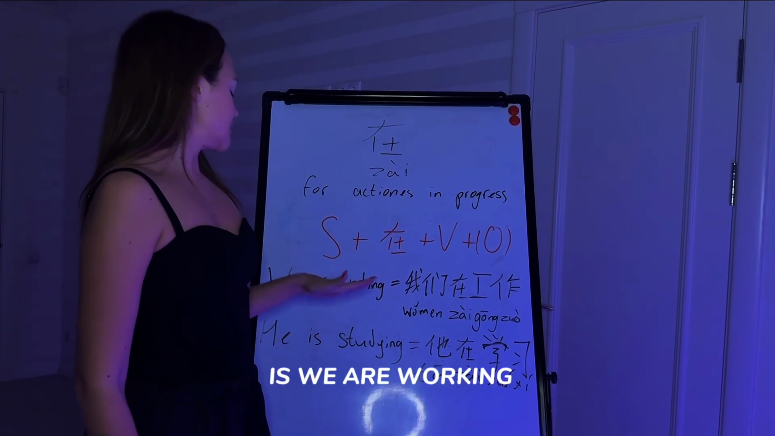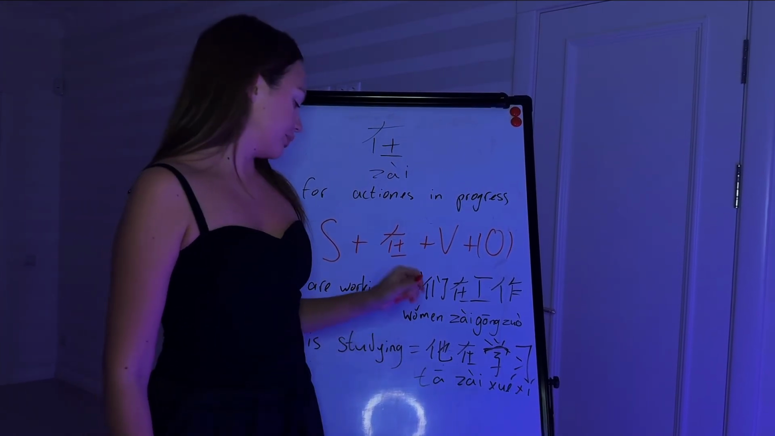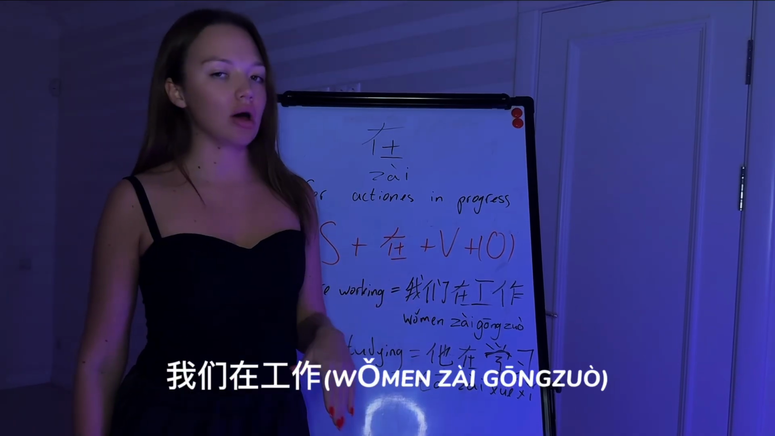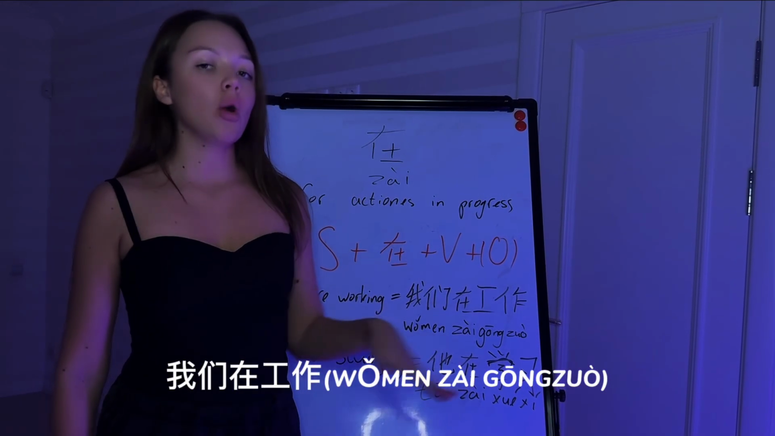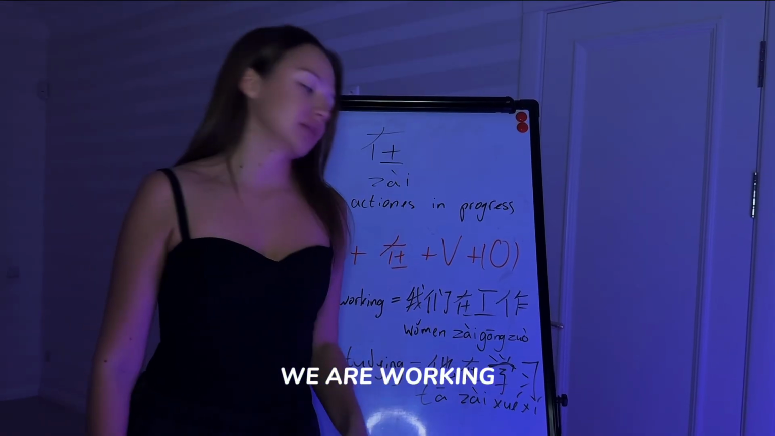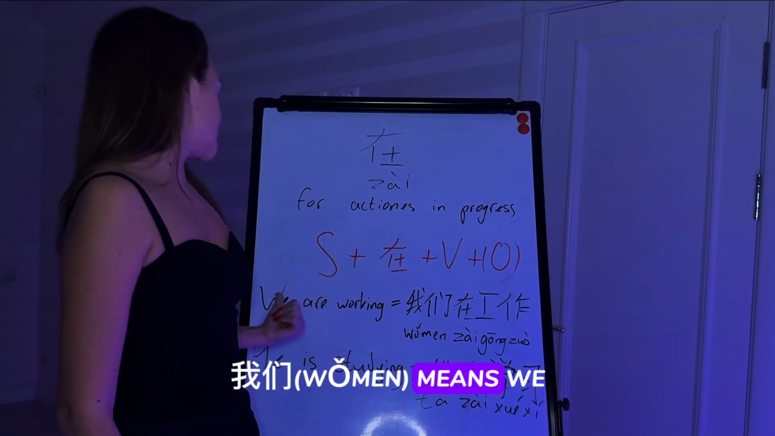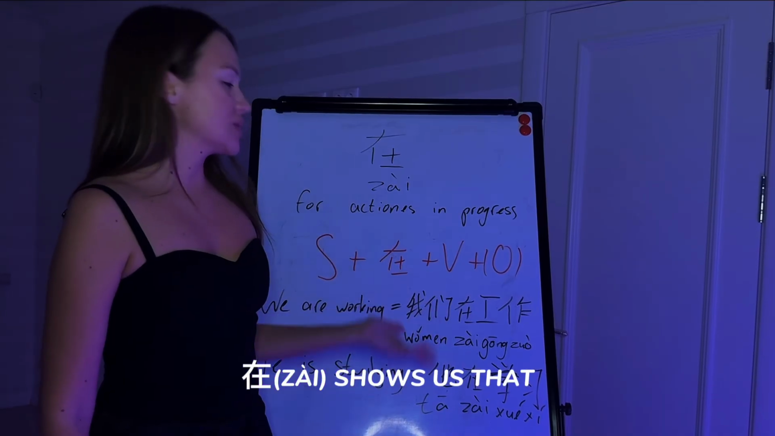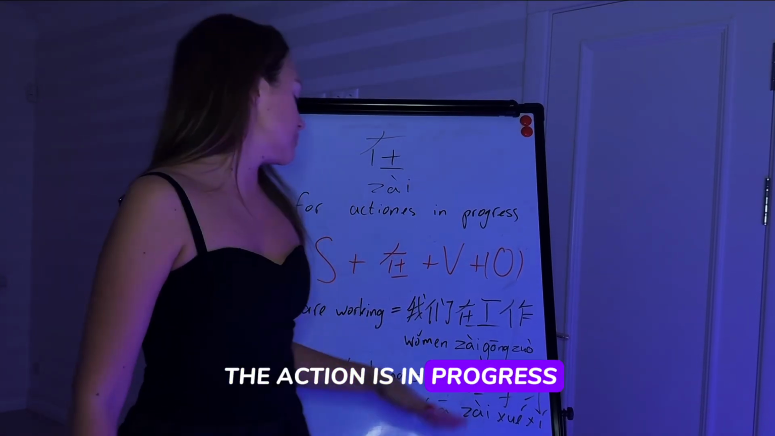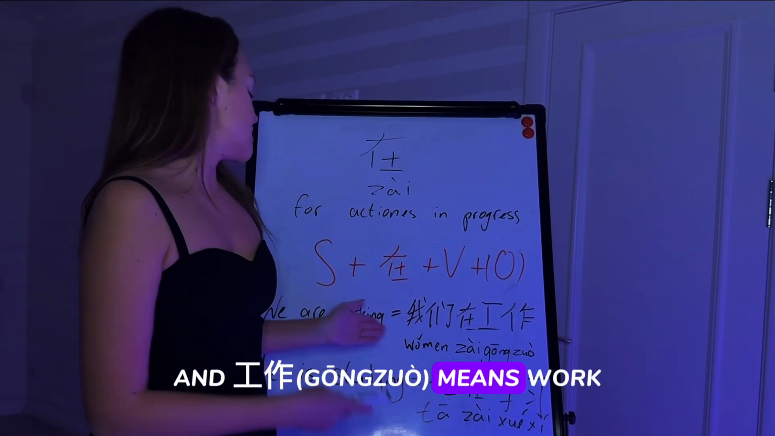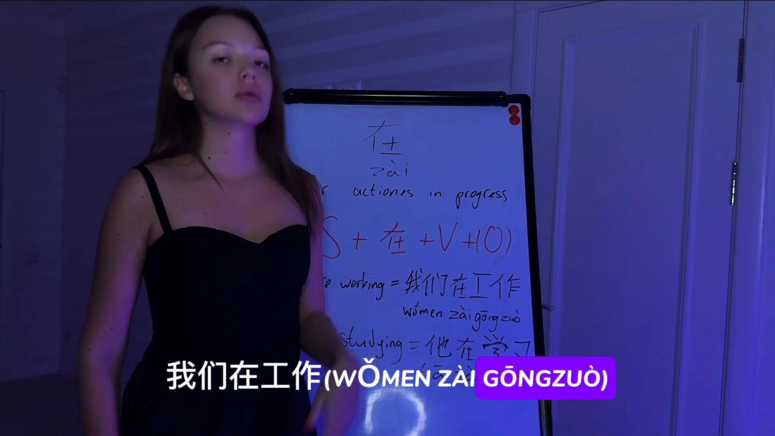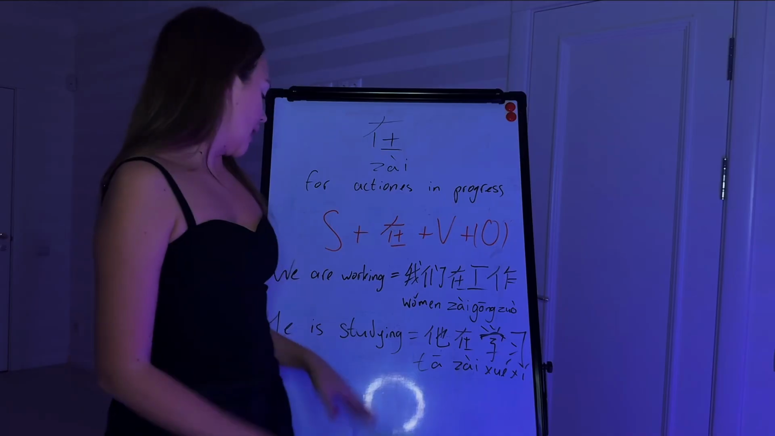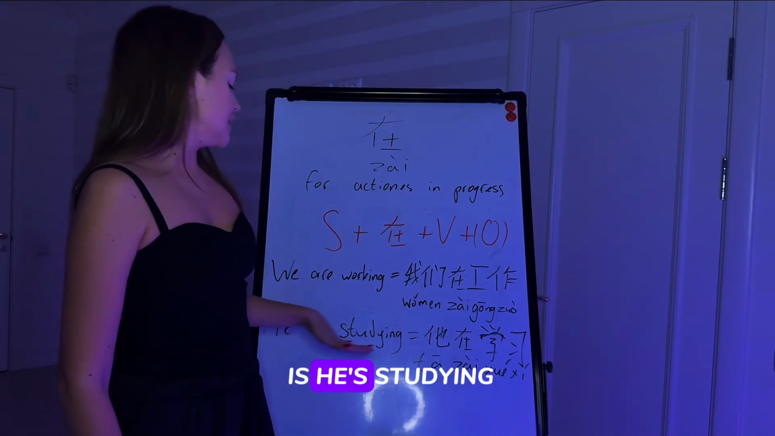So the first sentence is we are working. 我们在工作. We are working. 我们 means we. 在 shows us that the action is in progress. And 工作 means work. So we are working. 我们在工作.